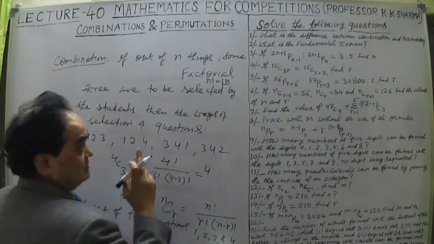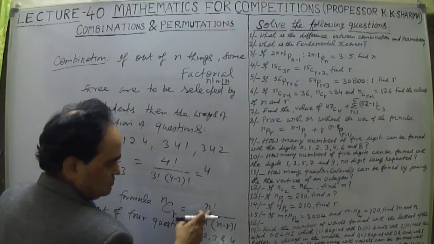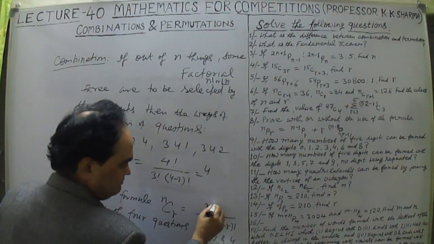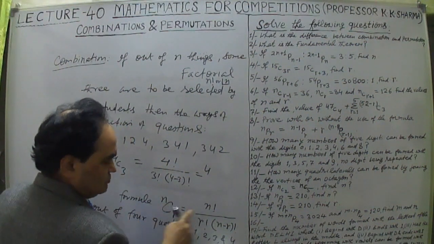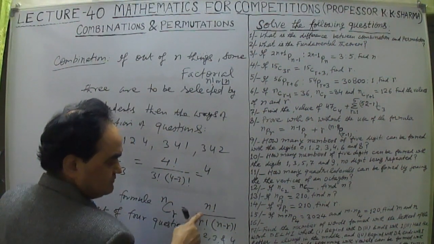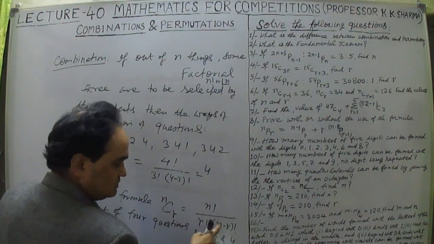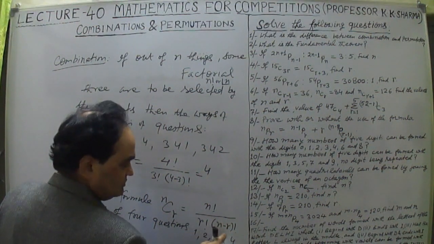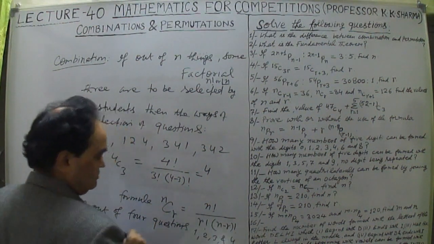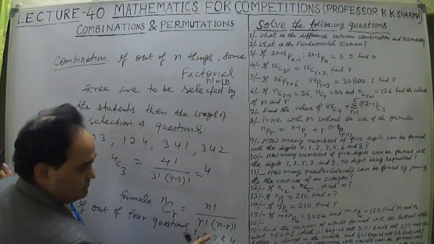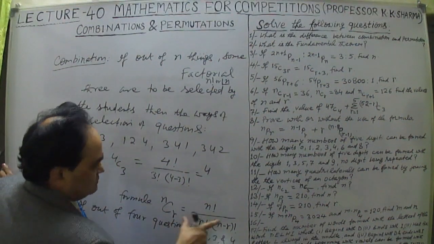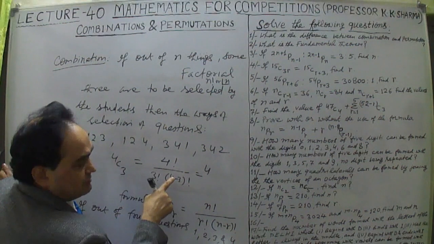So I'm taking the exclamation sign. The formula is factorial n upon factorial r into factorial of the difference, n minus r, in the denominator. That is, n factorial upon r factorial into (n minus r) factorial. This is the formula which we are to apply.